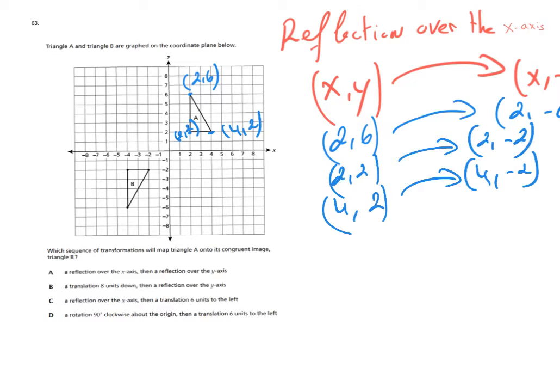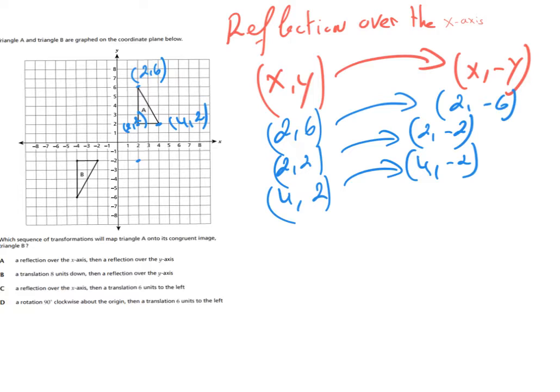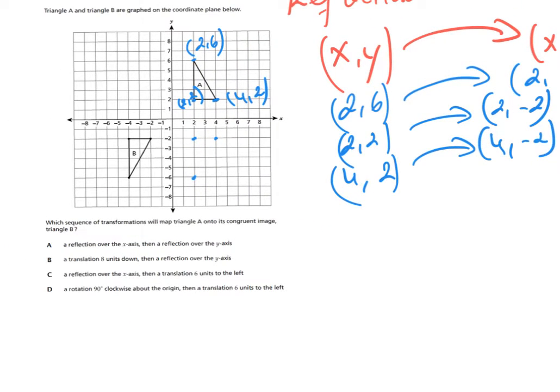Now, it may work here, because if you have a reflection about the x-axis, the triangle will be this way. It will be (2, -2), and then we're going to have (2, -6), which is right here, and (4, -2), which is right here. So the triangle will be like this. That's reflection about the x-axis.